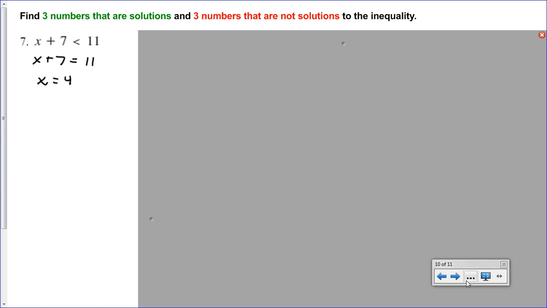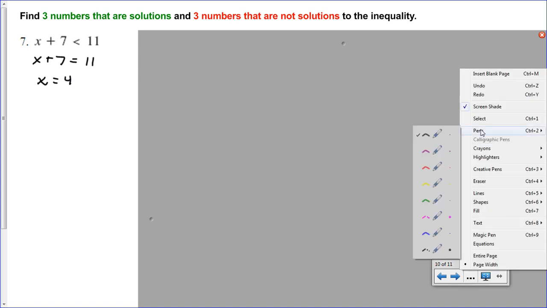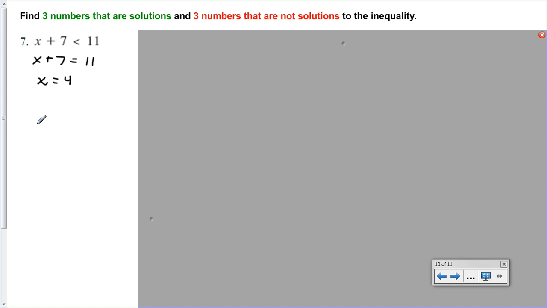So let's go ahead and write 4 in red because we know that 4 is not a solution. Now, let's try 5. 5 plus 7 is 12. Is 12 less than 11? No. So 5 isn't a solution either. Since 4 is the boundary of this inequality, and 5 wasn't a solution, 6 is not going to be either.